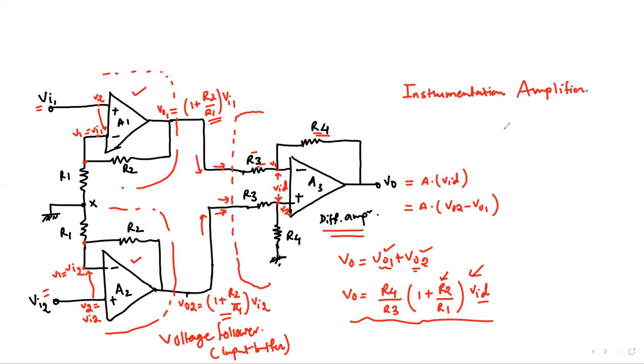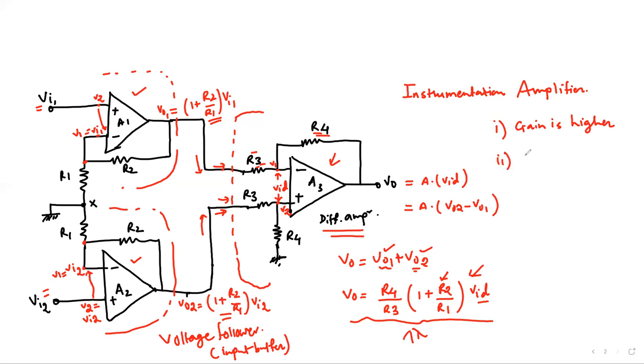The advantages of this circuit are, first, that your gain is higher. Instead of one amplification stage, we have two amplification stages, so the gain is higher, as we see here in this expression.